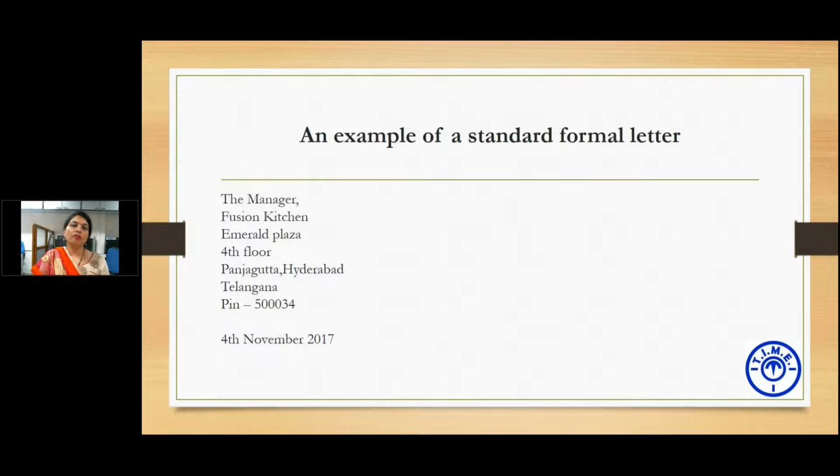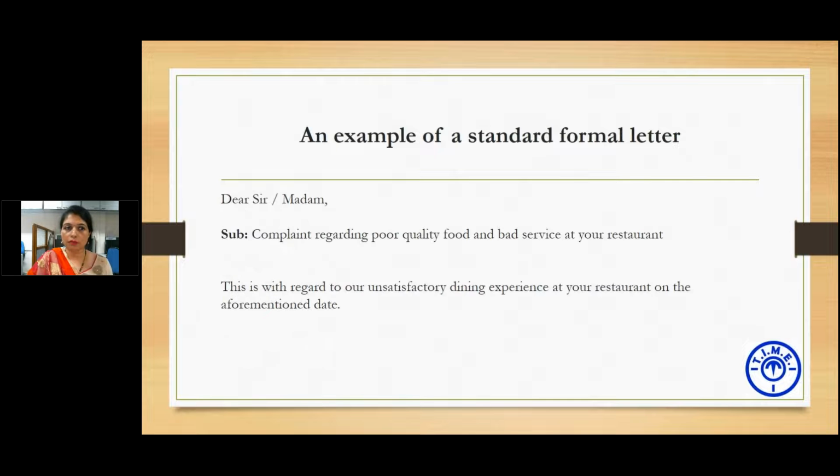Of course, this is all fictional, but when you write a letter in an exam, you don't have to write actual addresses. So anything is fine. What you are tested for, what you score on, is how properly you have formatted. Right? You see the date over here has been mentioned as 4th of November 2017.